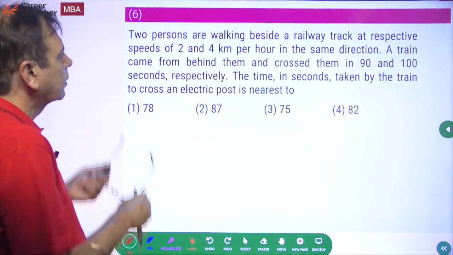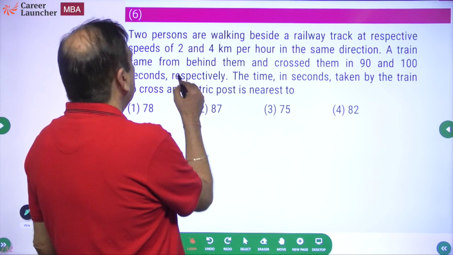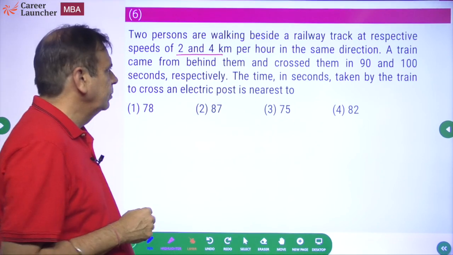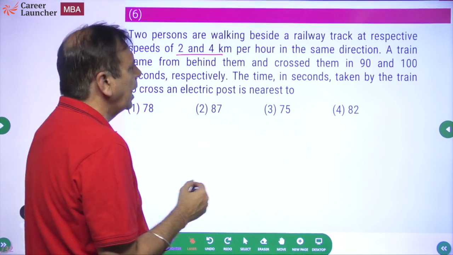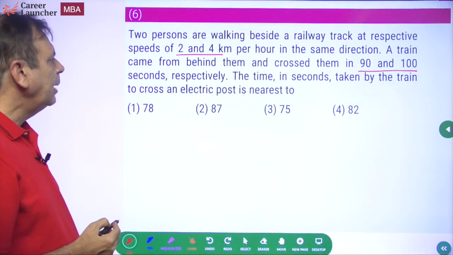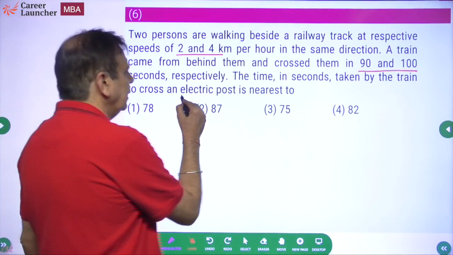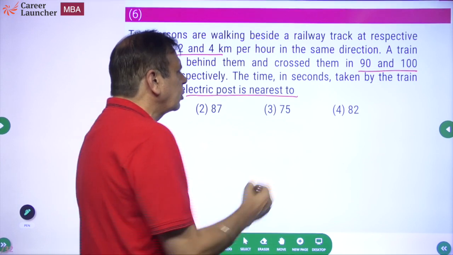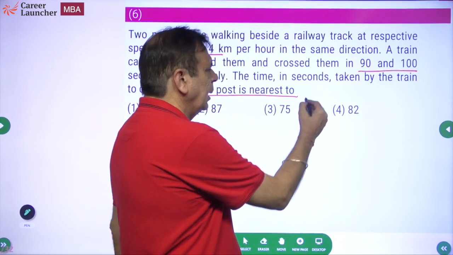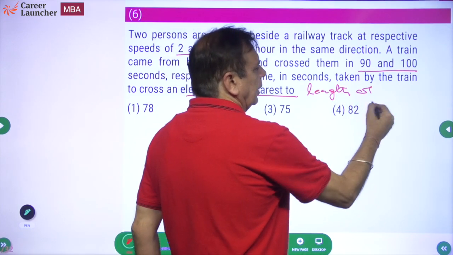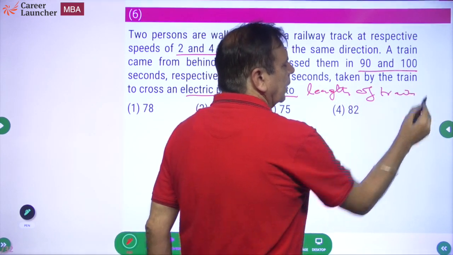Okay. 2 persons are walking beside the railway track at respective speeds of 2 and 4 kilometers per hour in the same direction. A train came from behind and crossed them in 90 and 100 seconds respectively. The time in seconds taken by the train to cross an electric post is nearest to. If it crosses an electric post, what is the distance it will cover? It will cover the distance of the length of the train.